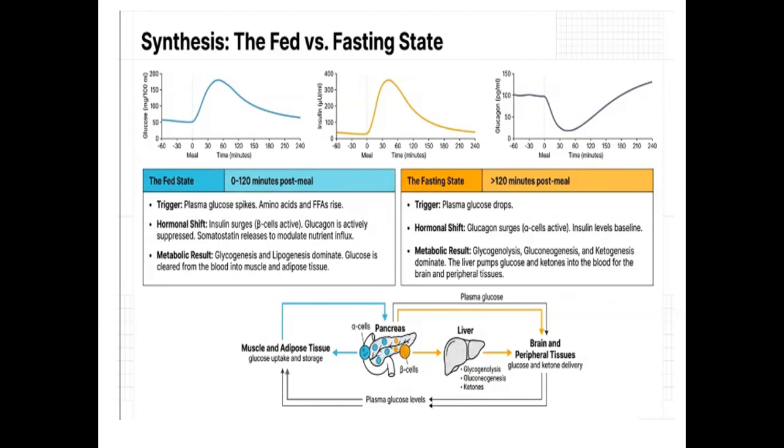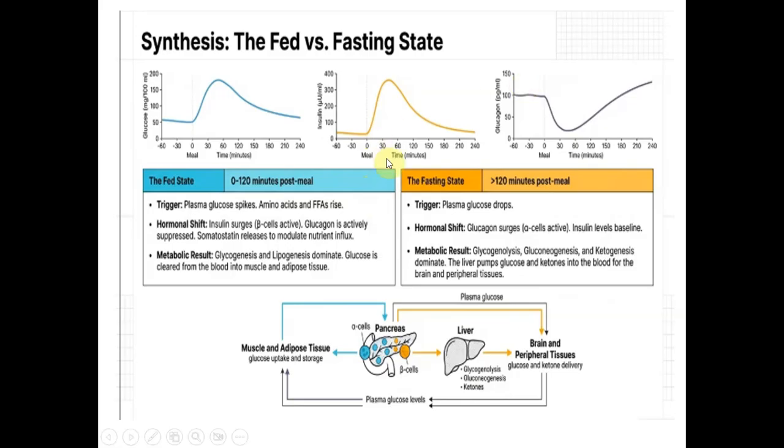Okay, so in this picture, you can see the synthesis of insulin and glucagon in the fed and fasting state. Here the fed state is from 0 to 120 minutes post meal, and that is triggered by the plasma glucose spike and amino acids and free fatty acids. You can see the hormonal shift: an insulin surge by the beta cells, glucagon is actively suppressed, and somatostatin releases to modulate the nutrient influx. Glycogenesis and lipogenesis dominate, and glucose is cleared from the blood into the muscles.